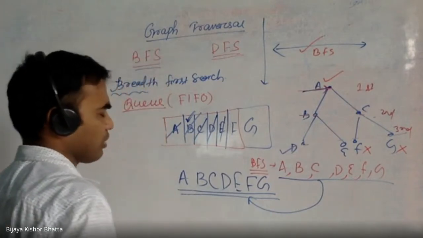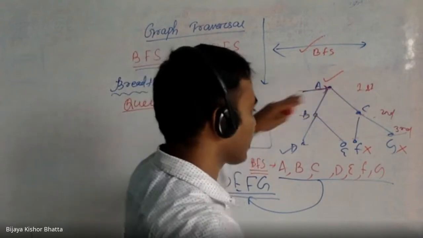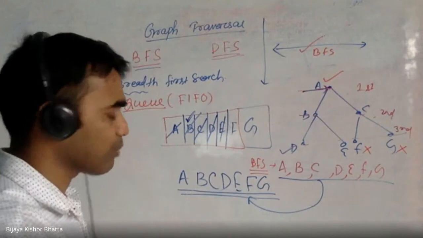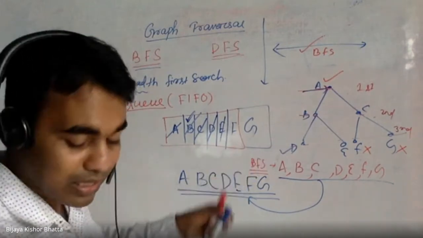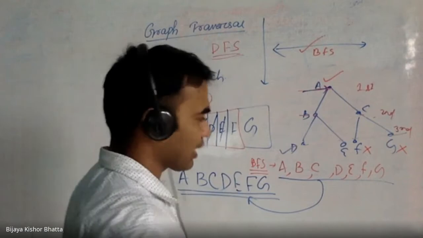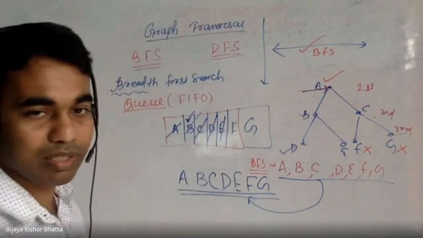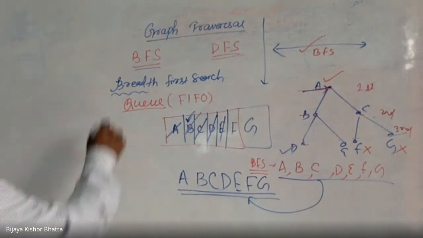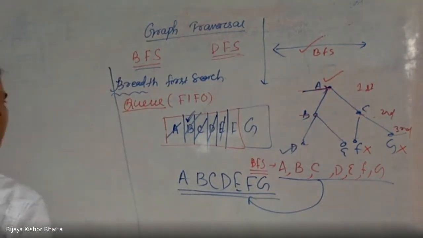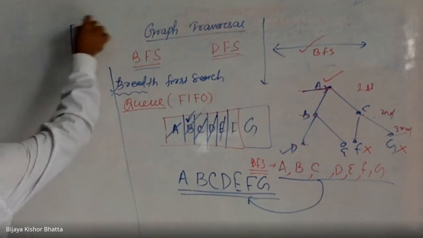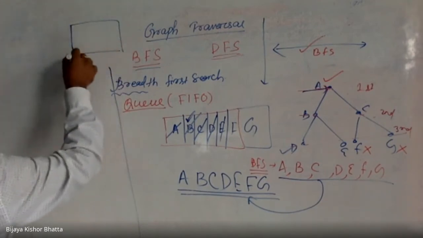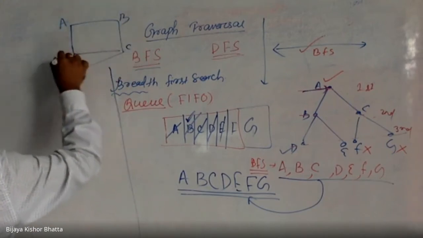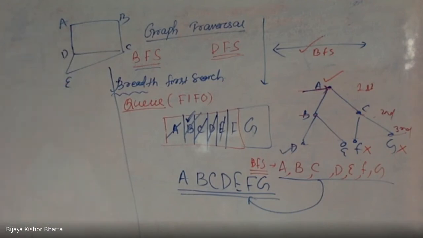Let me take one more example, because somebody can ask: this was looking breadthwise, so that's why it was easier for us. This was a tree. Let me take a graph and do the same thing. Suppose my graph is like this: A, B, C, D, E. So this is my graph.